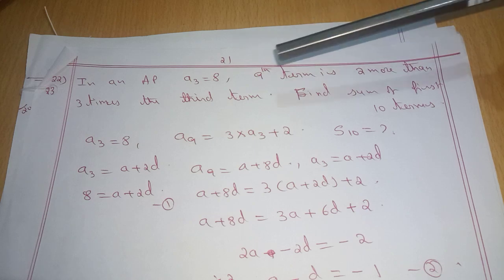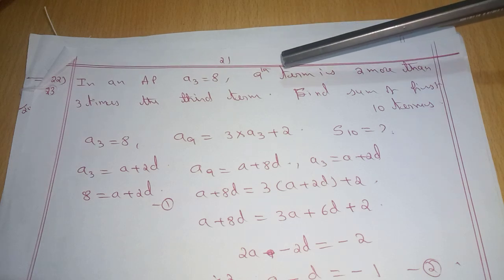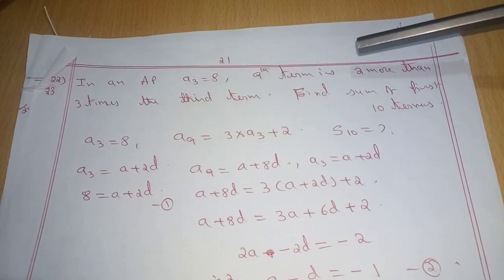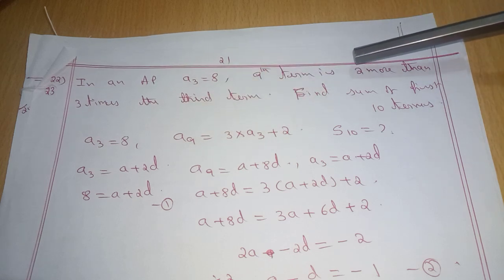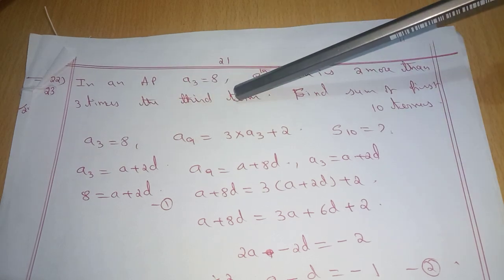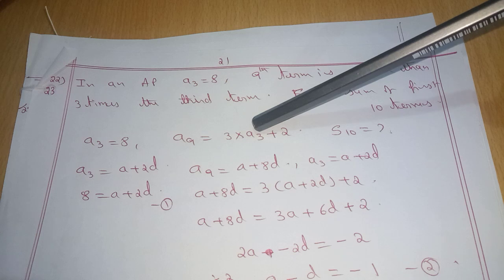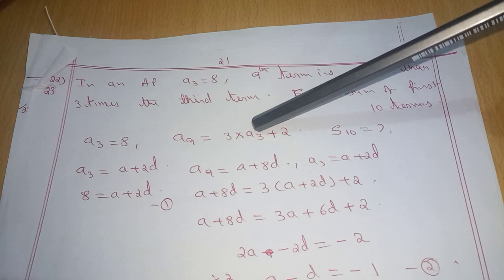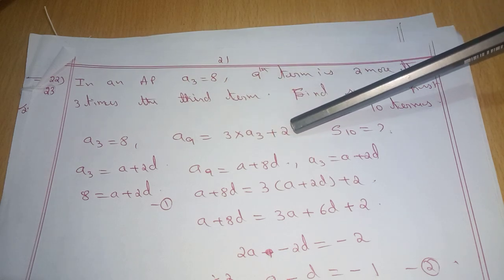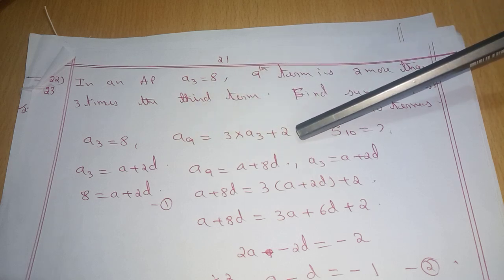Shall we write what is given now? Third term is 8, A3 is equal to 8. Ninth term, A9, is equal to 2 more than 3 times the third term, that means 2 you have to add to 3 into third term, 3A3. So 3A3 plus 2. Understood how to write the relation now? A9 is equal to 3A3 plus 2.